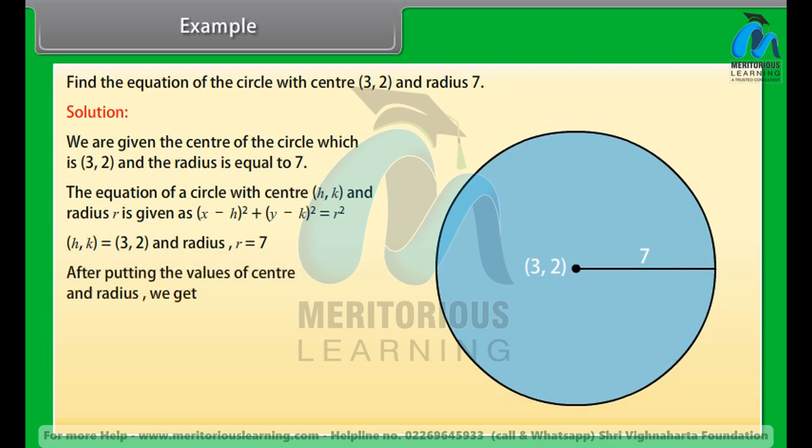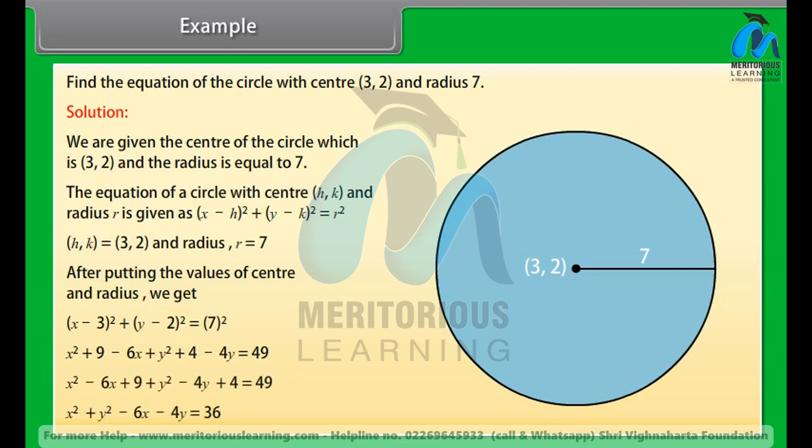After putting the values of center and radius, we get (x - 3)^2 + (y - 2)^2 = 7^2. By calculating it, we get x^2 + y^2 - 6x - 4y = 36.